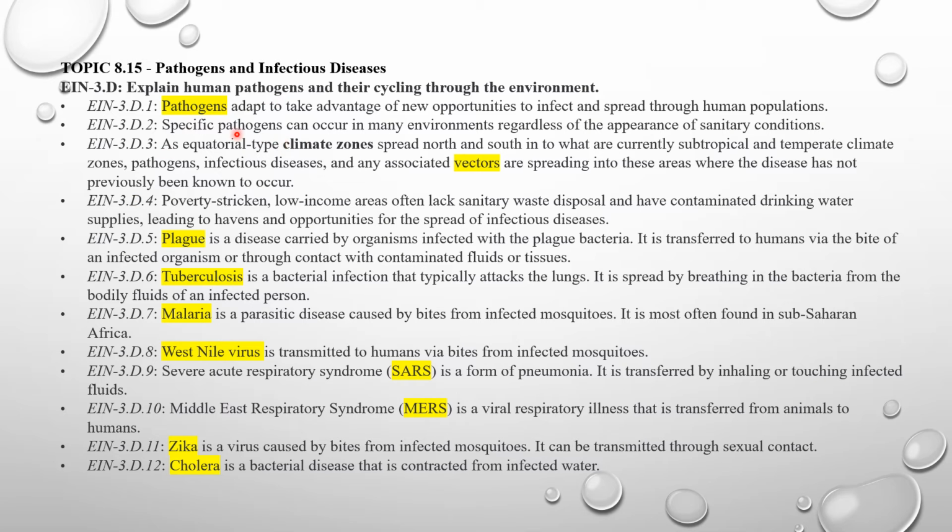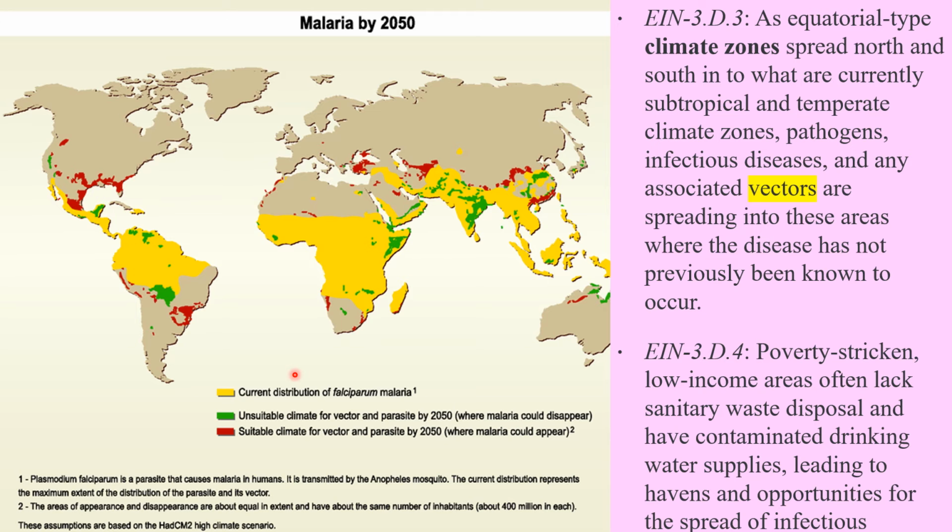So these pathogens can adapt to take advantage of new opportunities in order to infect and spread through human populations. And we learn about them in environmental science because these are often related to climate change and changes in climate zones because of global warming, and they're also related to sanitary conditions. So there's both environmental topics, and then we're just making the last bit of connection to its effect on human health.